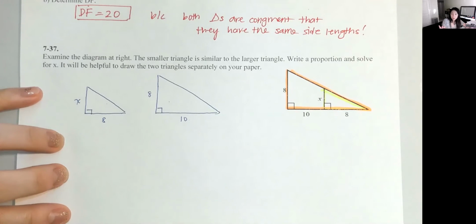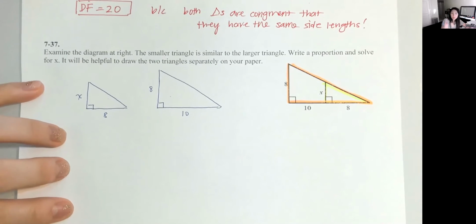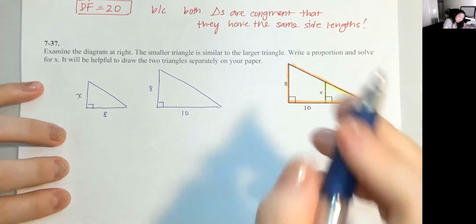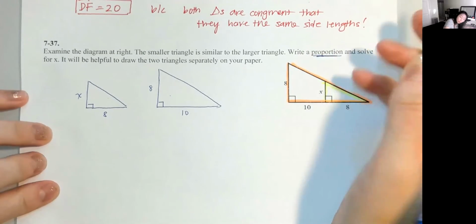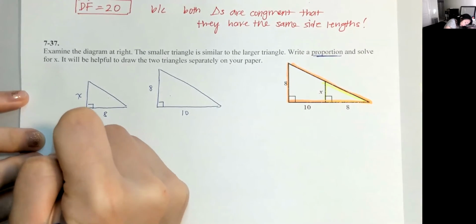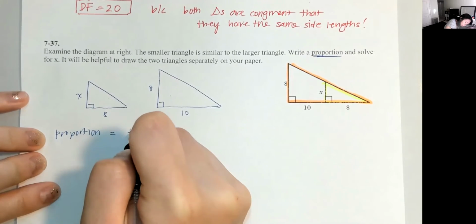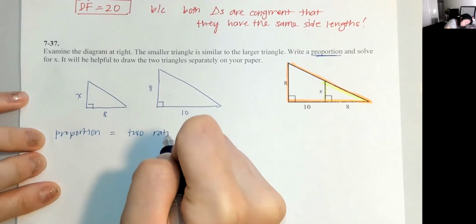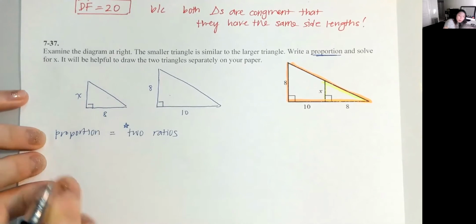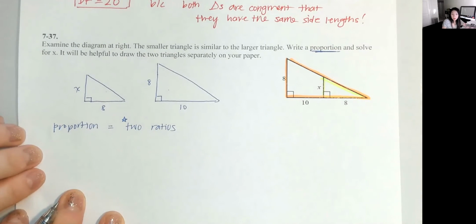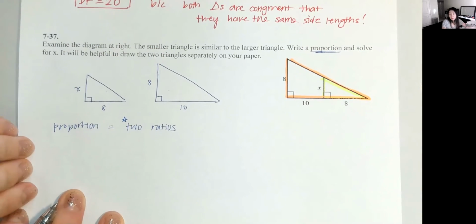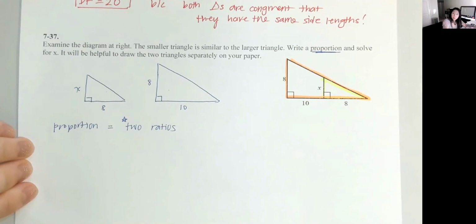It doesn't tell us. All we know is that they are similar. So what we have to do is write a proportion, which means you're just writing two ratios. This is a method that Ms. Park talked about when using the scale factor. Find the ratio of the two triangles and put them all together.